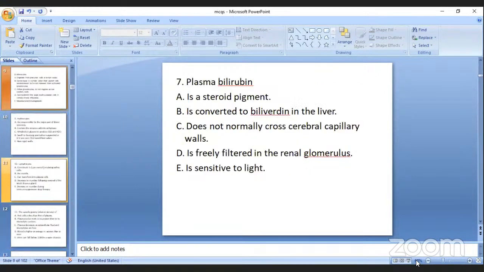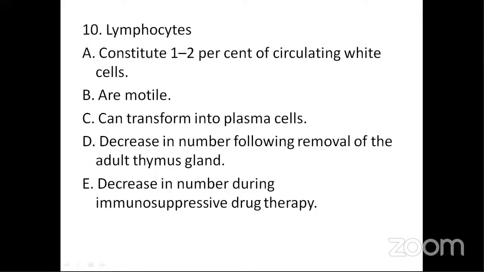Now, next question is lymphocytes. Lymphocytes constitute 1 to 2% of circulating white cells. Is it true or false? Second option, they are motile, can transform into plasma cells. Decrease in number following removal of the adult thymus gland and decrease in number during immunosuppressive drug therapy. Among these options, which is true and which is false?